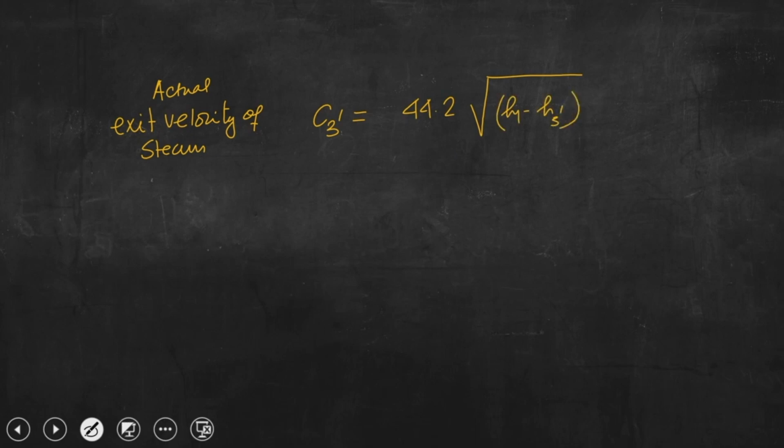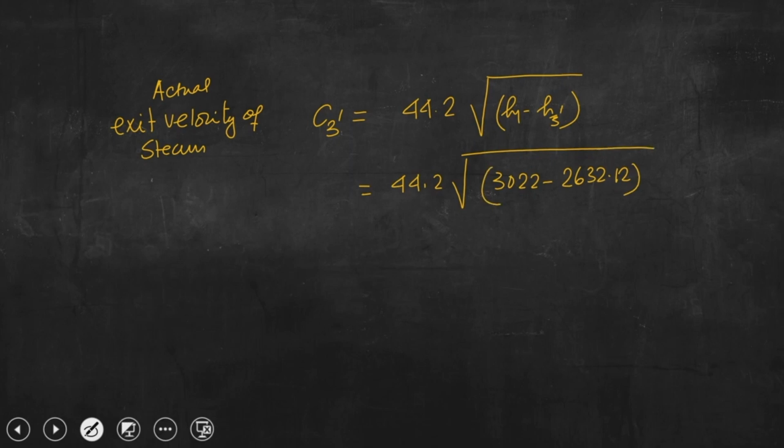So, we have already calculated H 3 prime, and if we plug in the value, that is 44.2 under root 3022 minus 2632.12. So, that should be meter per second. So, unit should be meter per second. In fact, I also have discussed the unit conversion. So, if we calculate it, we are getting 883.04 meter per second. So, can you imagine what is the exit velocity of steam at the exit of the nozzle? So, this is meter per second.